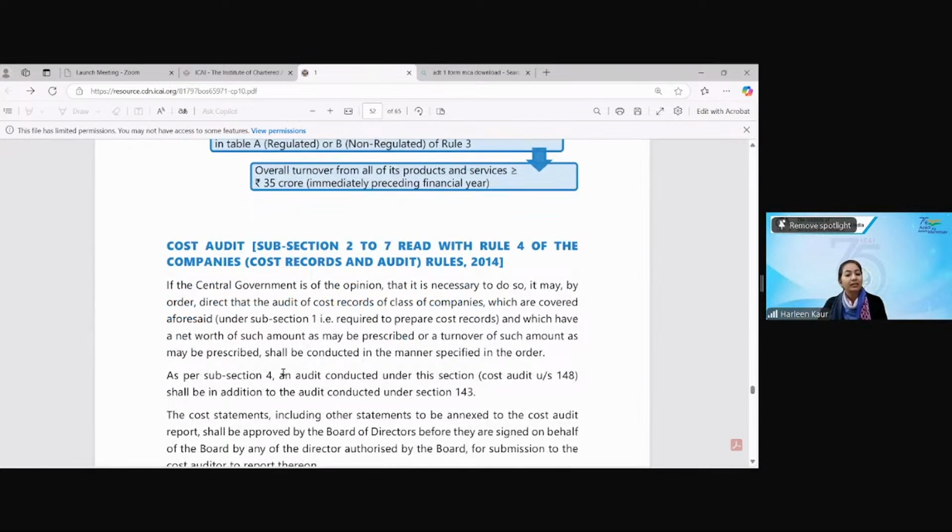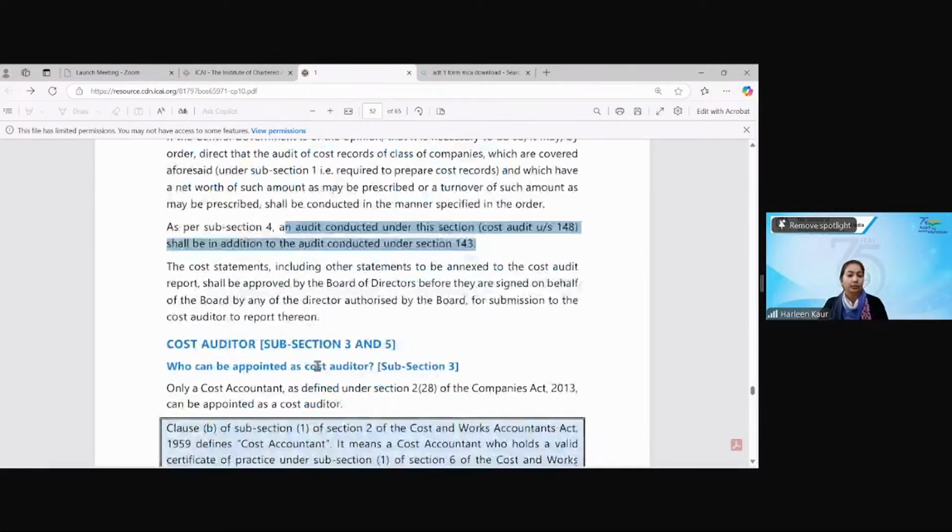Now, once you have maintained the cost records, audit has to be conducted in the same way in addition to section 140. Auditor has been appointed under 143. We have discussed all his powers and duties that he's doing. He's accessing the information, checking the books of accounts, checking all the preparation of the accounts. So here under section 148, it says, in addition to 143, you need to get the cost audit also done.